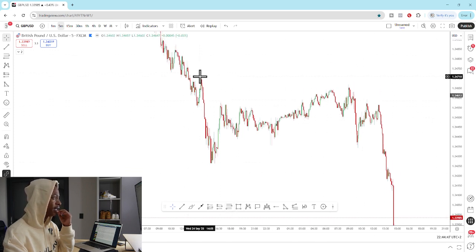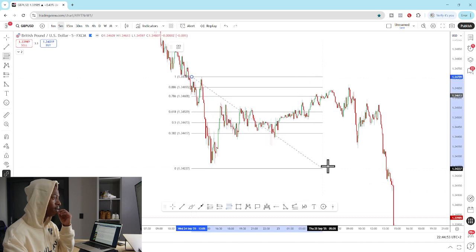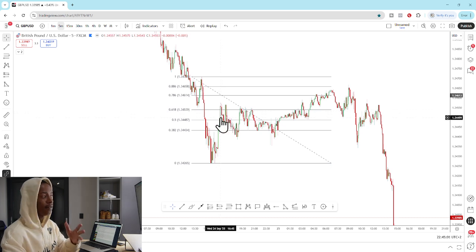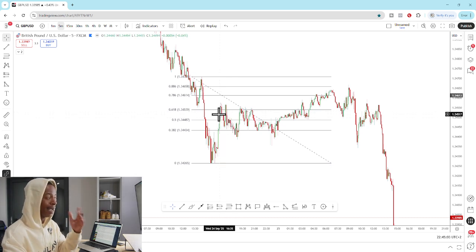Price came here at this low, lower high, lower low. Price went above 50%. It also went above 61.8. So now this is a different one. This is what we call a Gartley pattern.